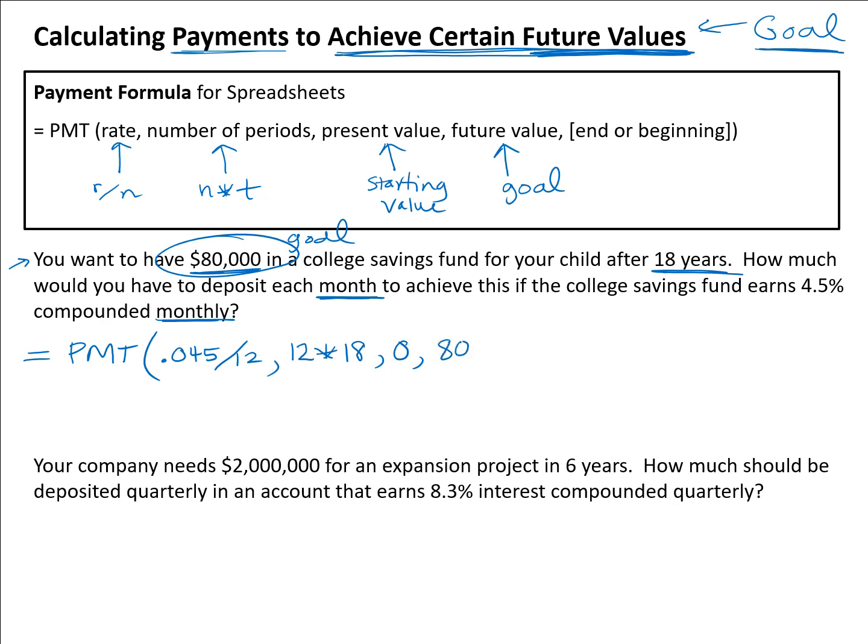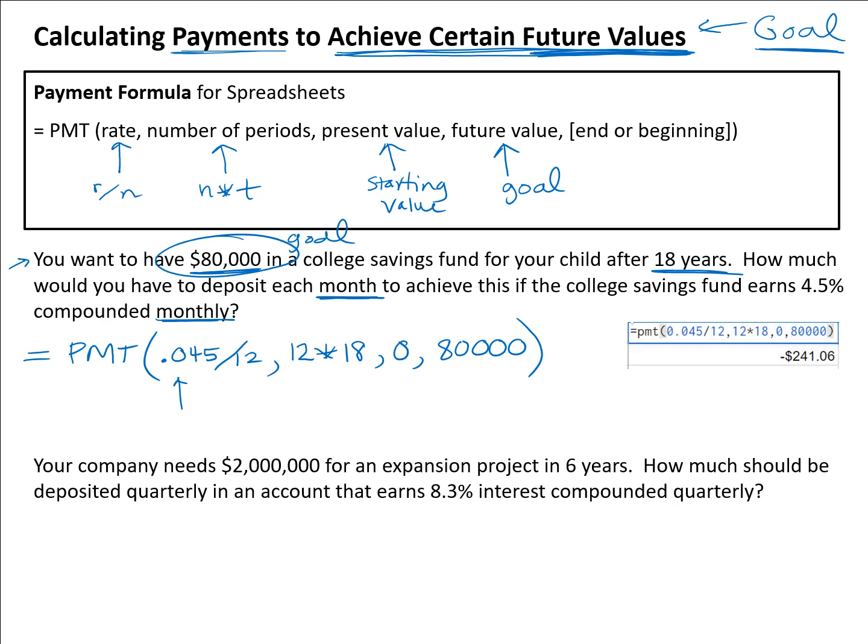Now when you put in 80,000, be really careful. With big numbers like this, it is tempting to put a comma in that 80,000. Do not. If you do, the spreadsheet will give you the wrong result. Likewise, it's always a good idea to check your decimals. Make sure before you hit enter that you've put those decimals in correctly.